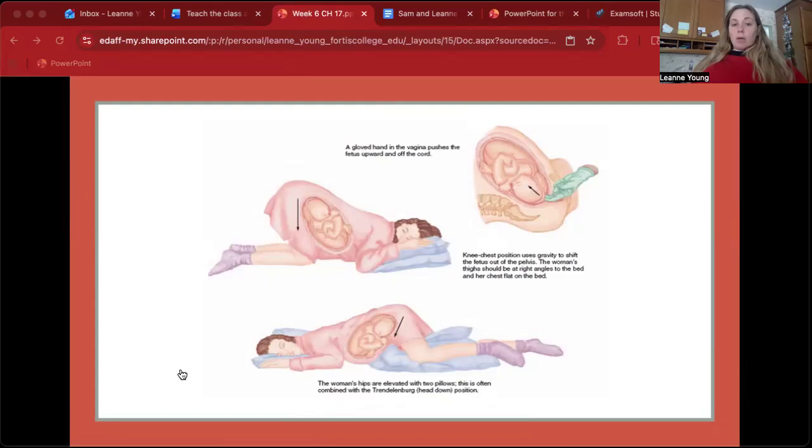Here's the correct position that we want moms in, this knee to chest position, because it's going to use gravity to bring that baby down and relieve pressure off that cord. Here's what I mean: whenever you don those sterile gloves, you're going to put your hand up into the vagina and put pressure on the baby's head to move it off of the umbilical cord, okay?